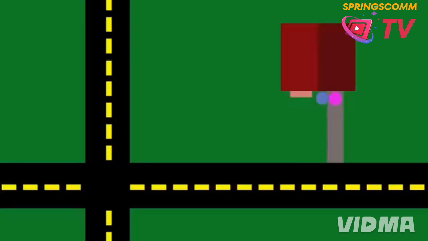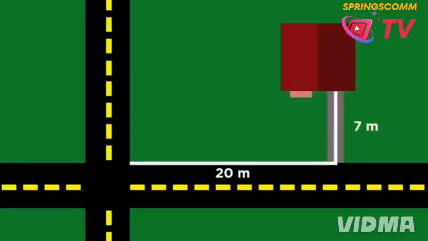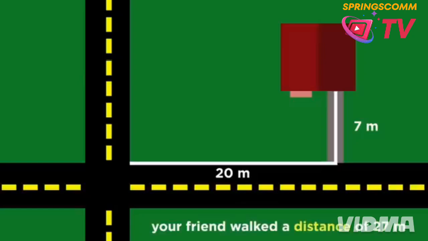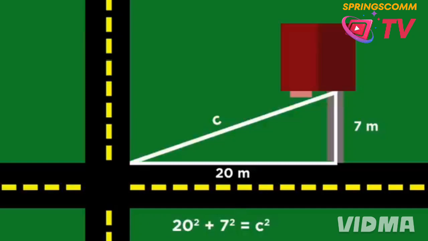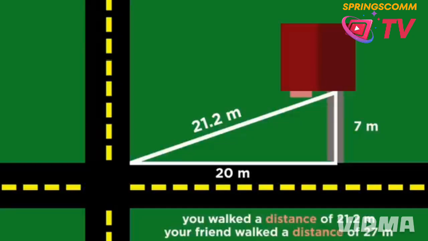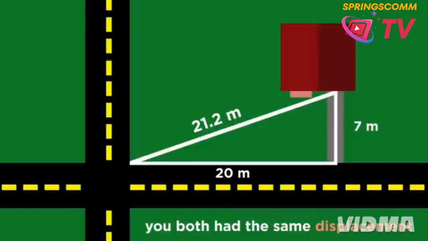Your friend has to walk 20 meters down the street and 7 meters up the driveway for a total of 27 meters. So, using the Pythagorean theorem, we find that you only had to walk about 21.2 meters, and you probably got there a little sooner. What we can say is that you walked different distances, which are represented by these scalar values, but you both had the same displacement because you ended up in the same spot at the front door.